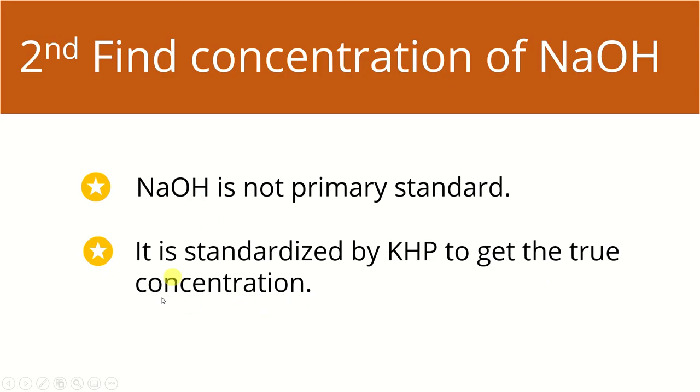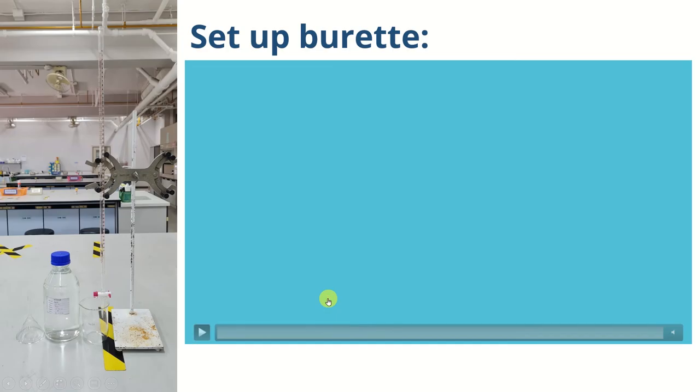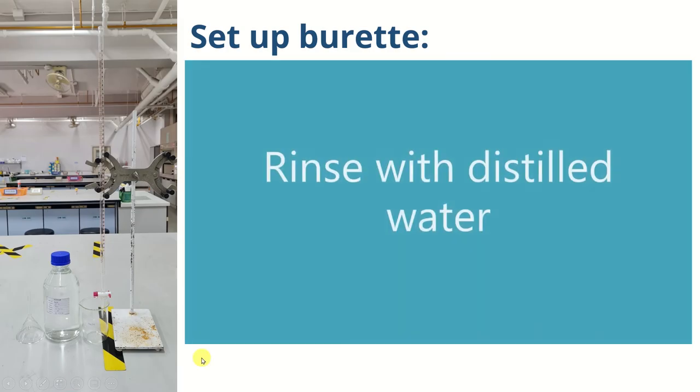You need to standardize the sodium hydroxide solution with this KHP in order to get the true concentration of sodium hydroxide. We're going to use the titration to do this because KHP is an acid. Sodium hydroxide is a base, so we do acid-base titration. So the first thing that you do for the titration is to set up a burette. This is sodium hydroxide solution, a stand, a burette. Okay. To set up the burette, you do this step.